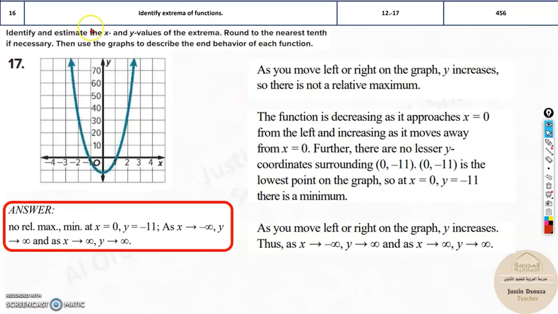That's the end of topic 16, identify extrema of a function. A graph will be given. You have to just check whether there is a maximum or minimum. Sometimes there may not be a relative maximum or relative minimum. You should say no, it is not there. Otherwise, you'll get the answers. Look at the graph. Where is the dipping point? Dipping is always a minimum, and if it was like this, turning, it is a maximum point.